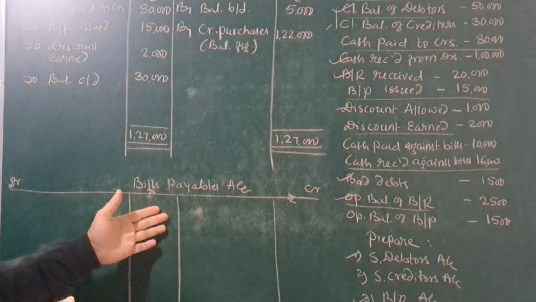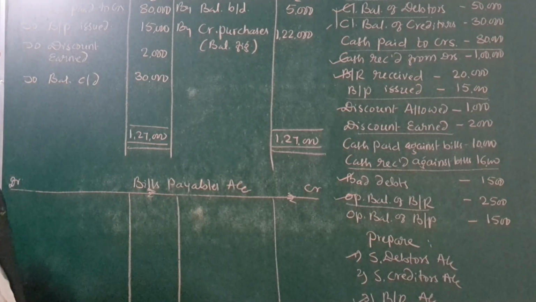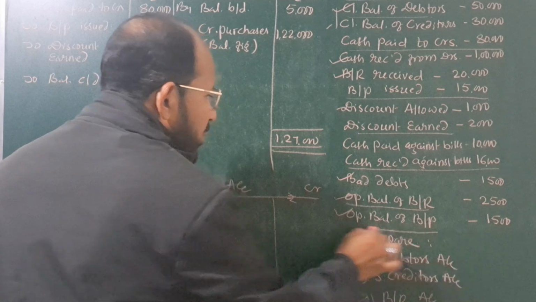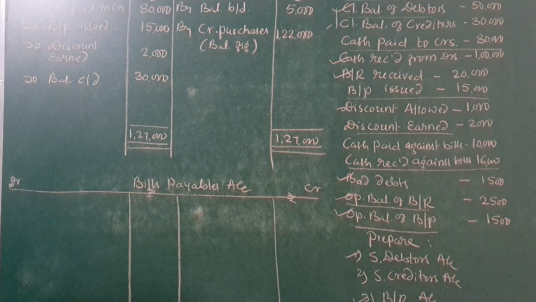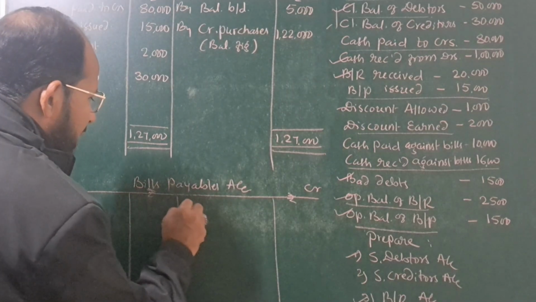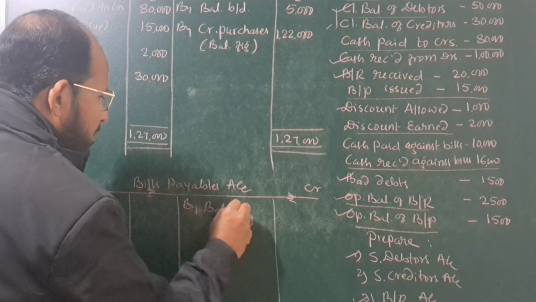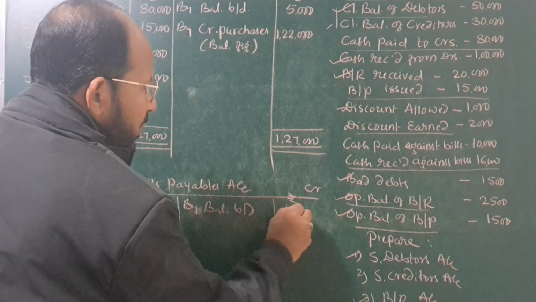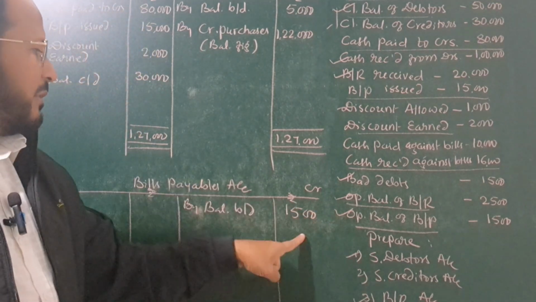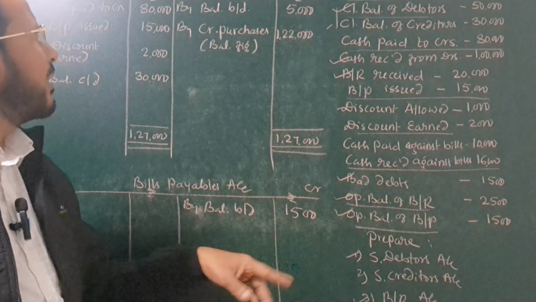Next one is, let us prepare the bills payables account. See, the opening balance of bills payables is given in the problem. Rupees how much? 1,500. Where to show this one? On the credit side. By balance brought down. What is the amount? Rupees 1,500. See, if the opening balance is given, you enter it. In case it is not given, leave it.